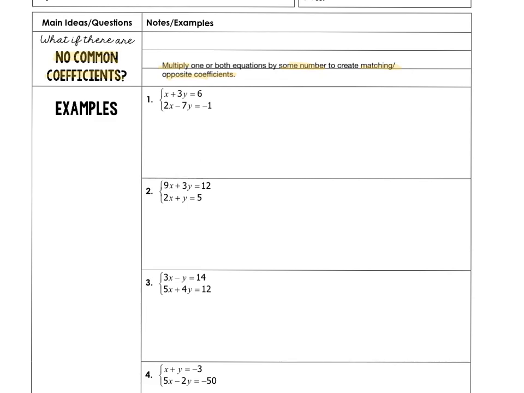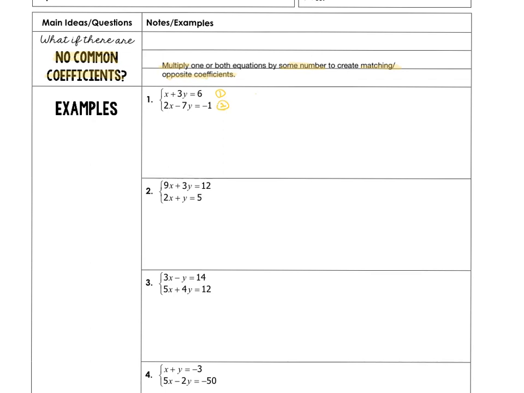So now let's look at it. Let's look at example 1. What do I mean by that? The first equation is right here, x plus 3y equals 6. The second one is 2x minus 7y equals negative 1. I don't have anything in common here.